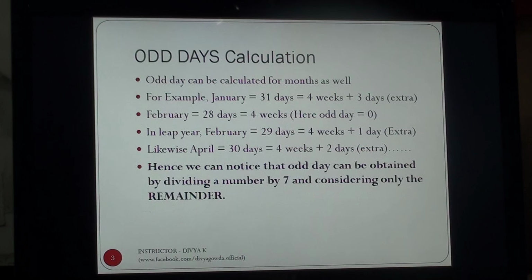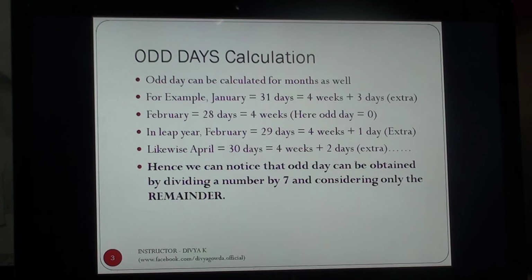Okay. Hence, what do you notice? Everywhere, how will I calculate odd days? Usually, I take the particular number. When I take 365 days, it will be 365 divided by 7. It gives us 52 as the quotient and 1 will be the remainder. Similarly, if you take January, there will be 31 days. So 31 divided by 7 will give me quotient as 4 and the remainder will be 3.